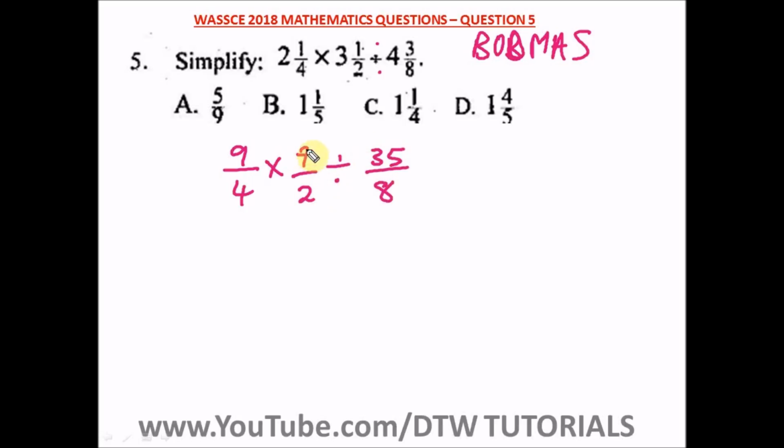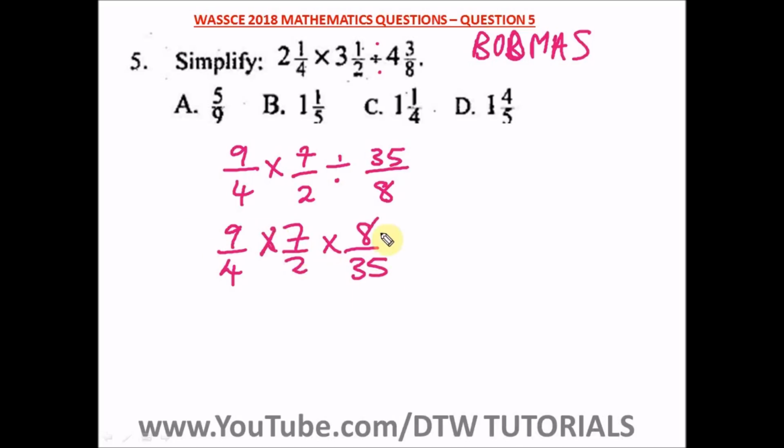Division first. So we're going to divide this and this. To convert this division sign to a multiplication sign, we have to invert. That's 8 will come up, 35 will go down. So here we are left with 9 over 4 times 7 over 2 times 8 over 35.